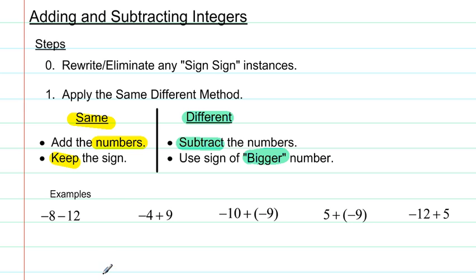Okay, in this first example, it reads -8 minus 12. Well, if you notice, I'm going to call that a same problem, where I see the same symbol. Okay, so what we're going to do is we're going to add the numbers, strictly the numbers. Now you see I'm not circling the symbols. I'm going to add the 12 and the 8 and get 20. And then where it says keep the sign, well, they're negatives, so I'm going to keep the negative sign.